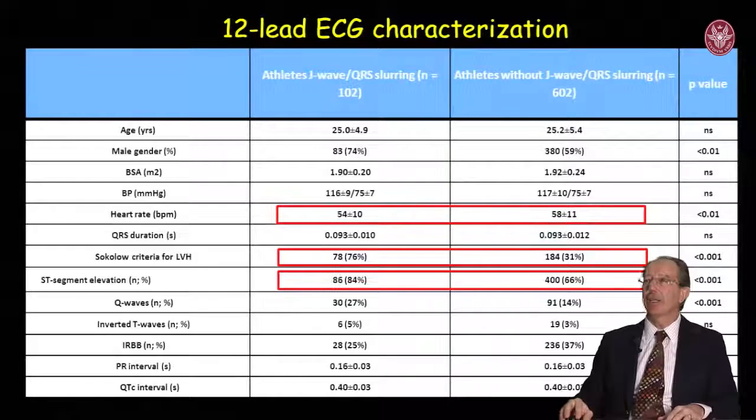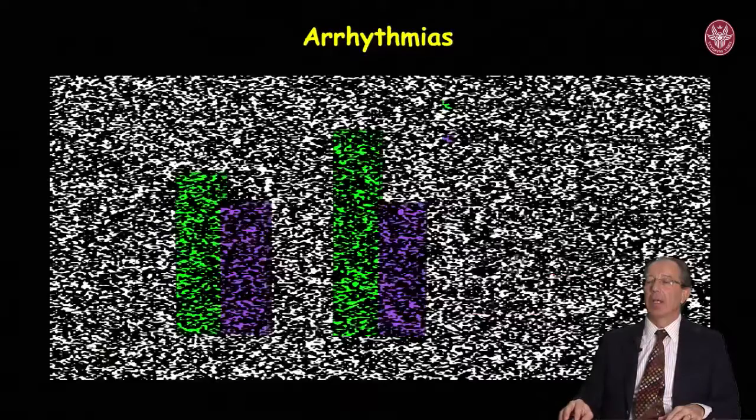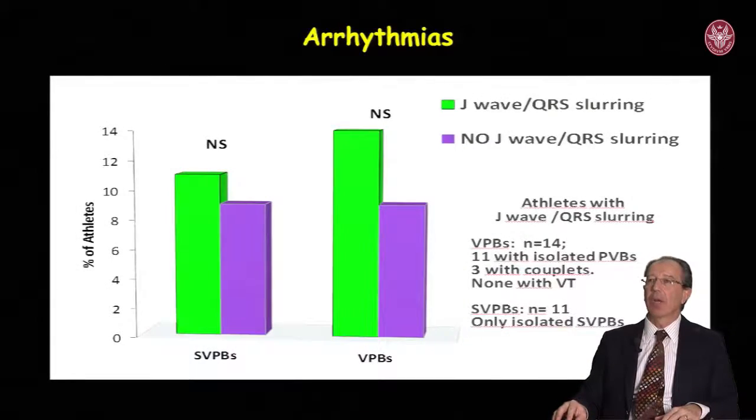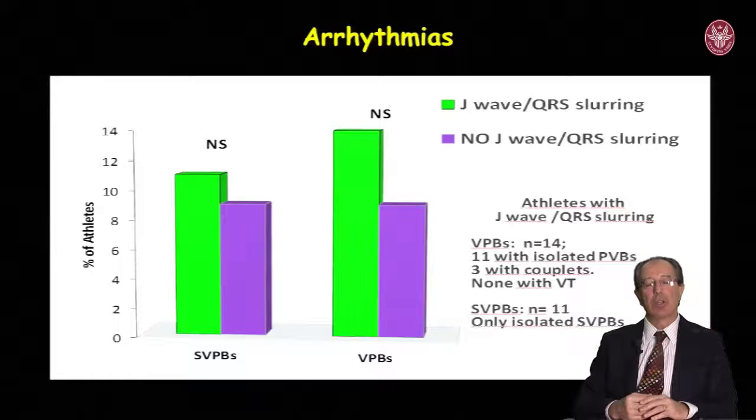And with regard to the arrhythmias, we were surprised there were no significant arrhythmias in any one of the athletes, including the athletes with the J-point elevation. The J-point elevation group is the green one. Here you can see that about 11% had supraventricular arrhythmias, about 14% had ventricular arrhythmias, but none of the athletes had non-sustained ventricular tachycardia or any other form of complex ventricular arrhythmias.